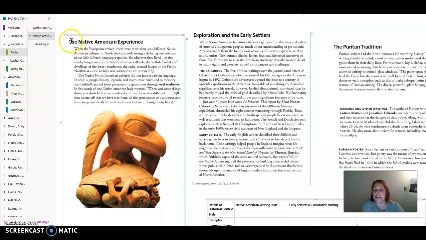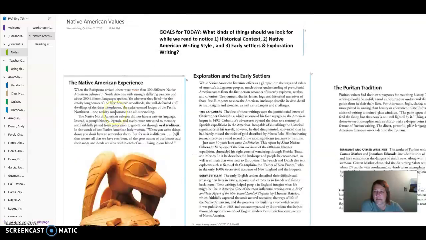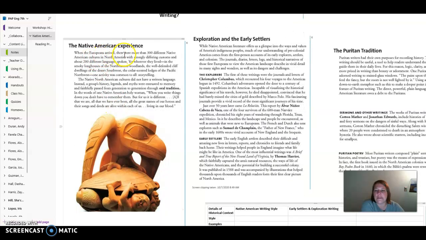So we're going to first look at the Native American experience here. And we're going to read this Native American experience in the literary style. So when the Europeans arrived, there were more than 300 different Native American cultures in North America, with strongly different customs and about 200 different languages spoken. Yet wherever they lived, in the smoky longhouses of northeastern woodlands, the well-defended cliff dwellings of the desert southwest, and the cedar-scented lodges of the Pacific Northwest, one activity was common to all: storytelling.